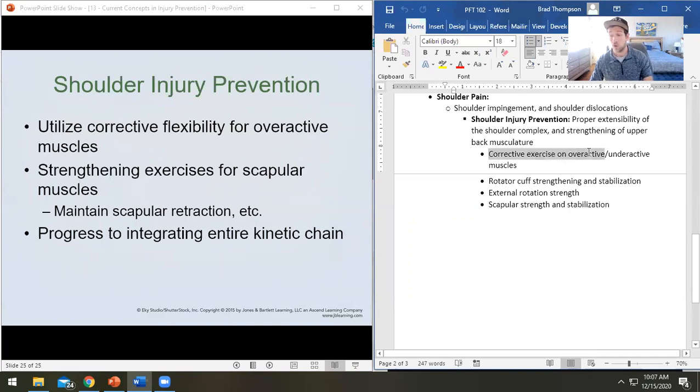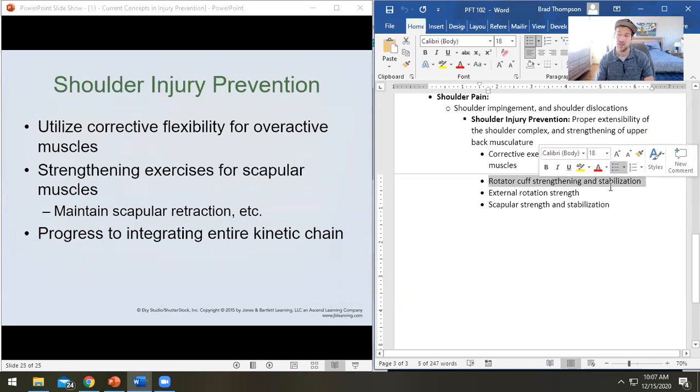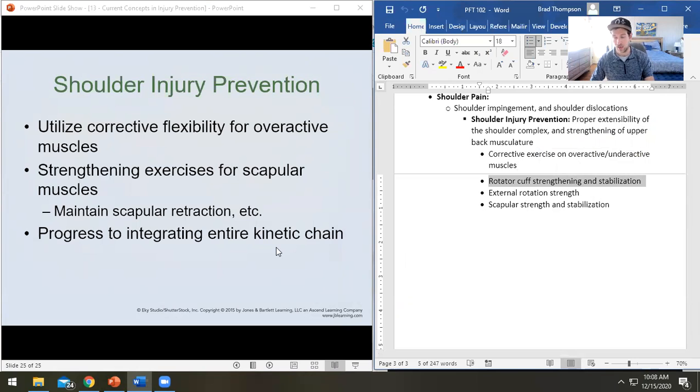So we're going to perform corrective exercise on our overactive and underactive muscles again. And particularly, we're going to spend a lot of time focusing on rotator cuff strengthening and stabilization. We're going to do a lot of external rotation movements, grabbing onto a resistance band and just pulling that arm out. I'm showing my hand up here. You would want to have it level. But external rotator strength, and then scapular strength, right?